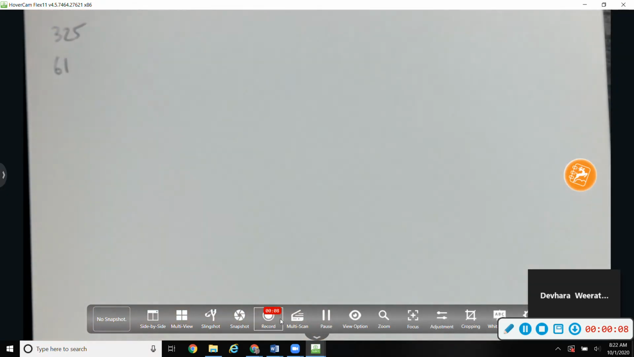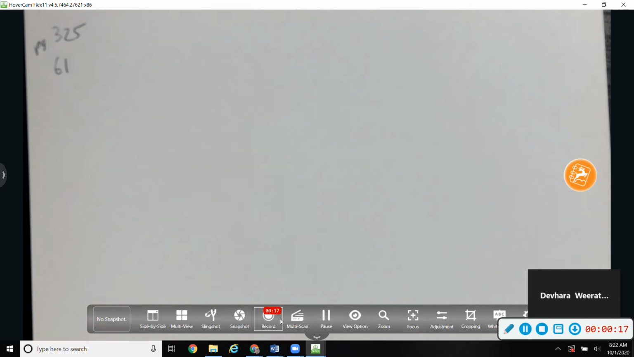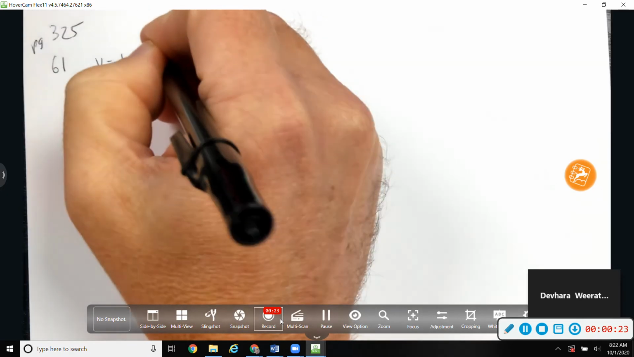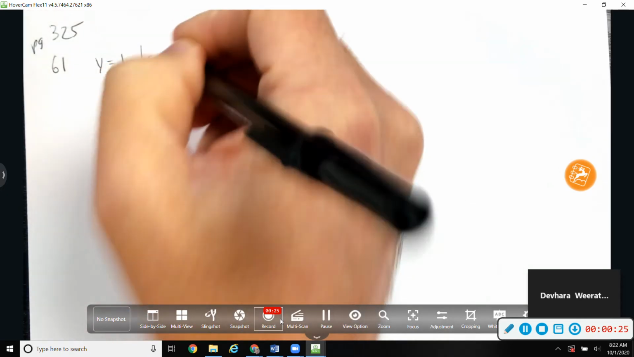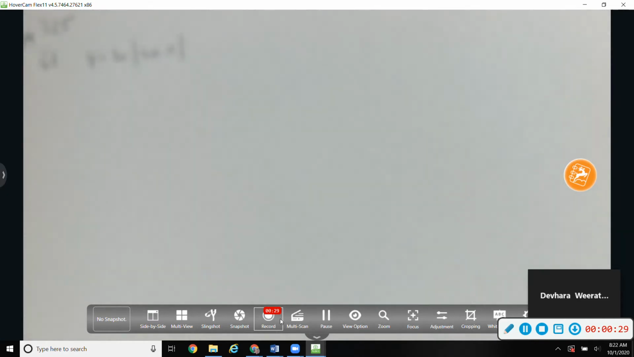So from page 325, number 61. Natural log of the absolute value of sine of x. Find the derivative of the function.